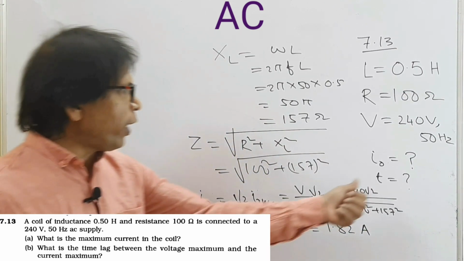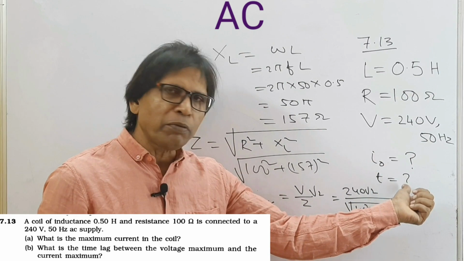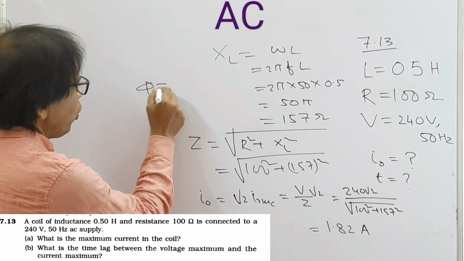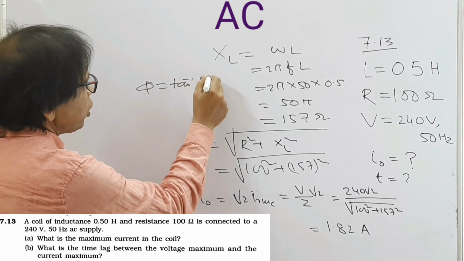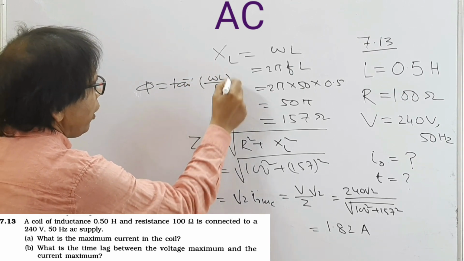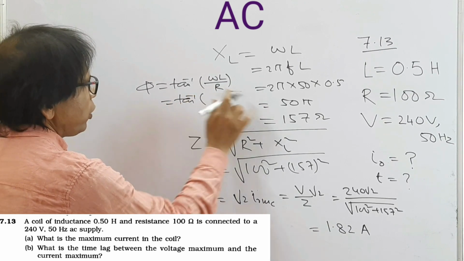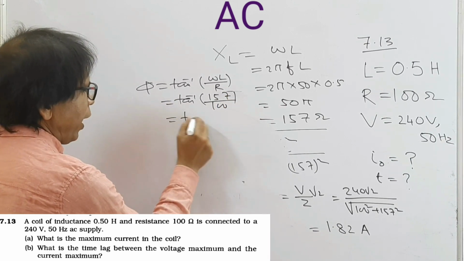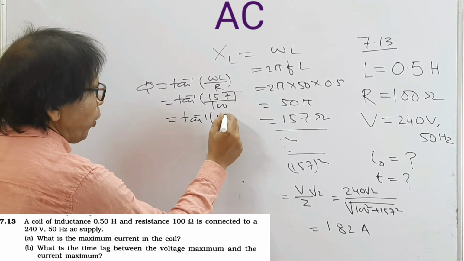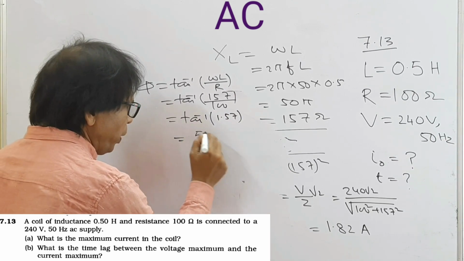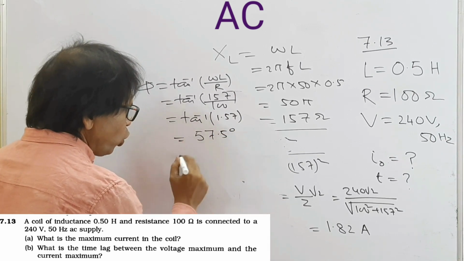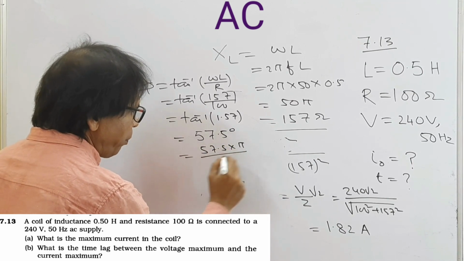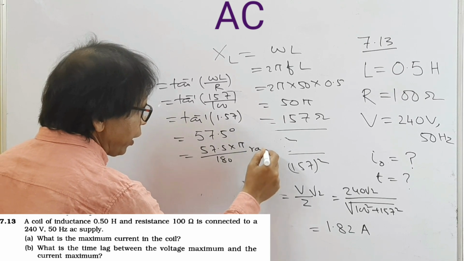Okay. Now what is the phase difference between maximum voltage and maximum current? Phi equals tan inverse of omega L by R, which is tan inverse of 157 divided by 100, so tan inverse 1.57. This equals 57.5 degree. So this is 57.5 into pi divided by 180 radian.